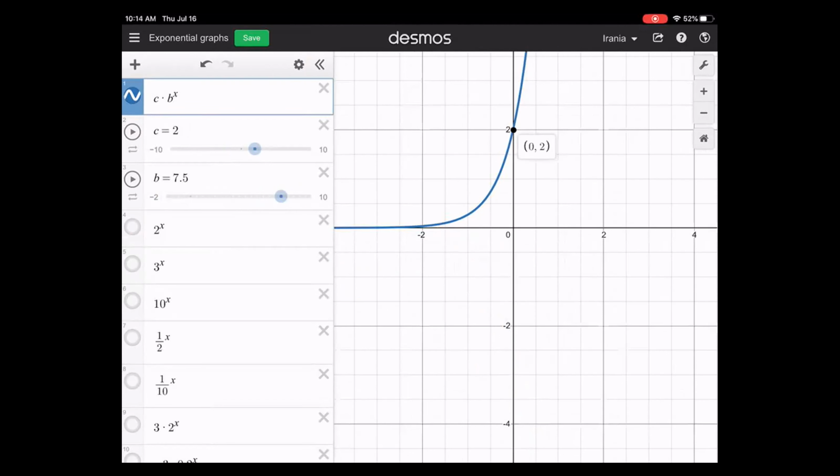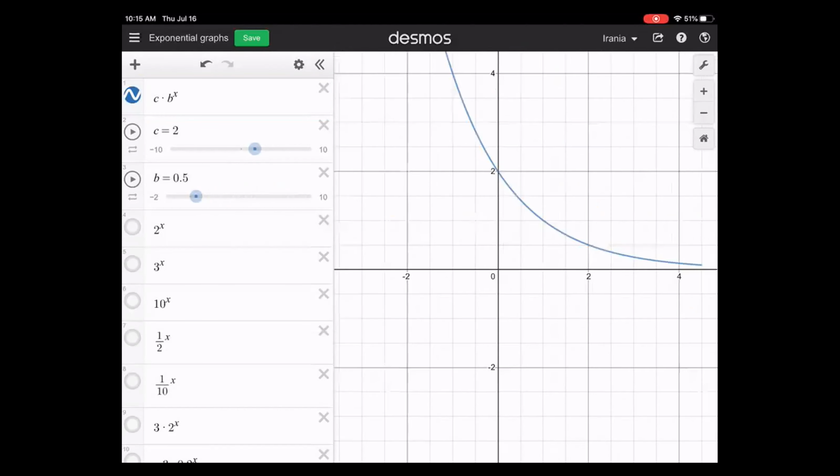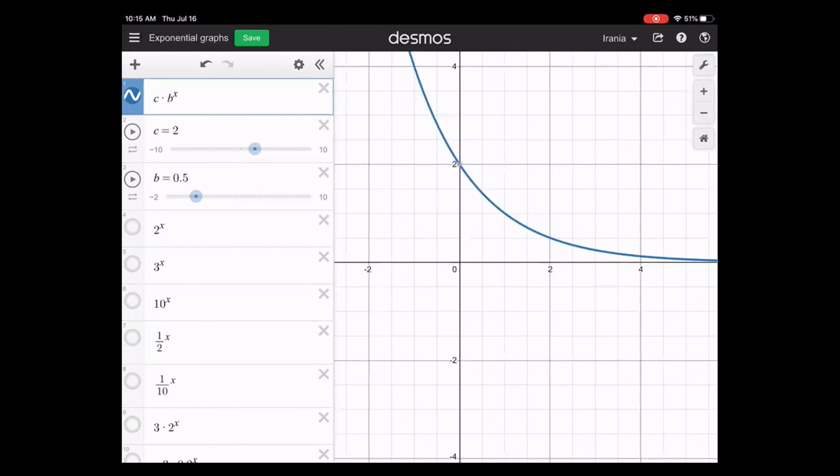And then if your b is a fraction, if you get to 1, that's a flat line, but once it becomes a fraction, that is actually now decreasing. So anything between 0 and 1 is a fraction, and that's going to be decreasing, and it still has a y-intercept at 2.